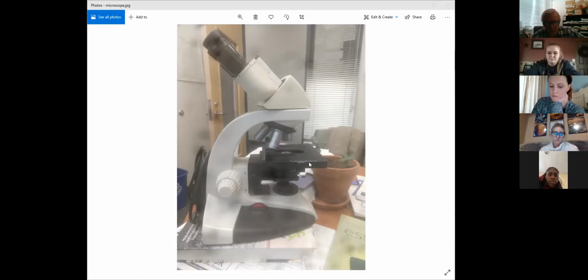So here is the stage. Oh, I should have shown you the other side of the microscope. Anyway, on this side, here's the stage. These two little arms are the slide holder, and this is where you put the slide on. You put the slide on the stage flat and slide it between these two arms.